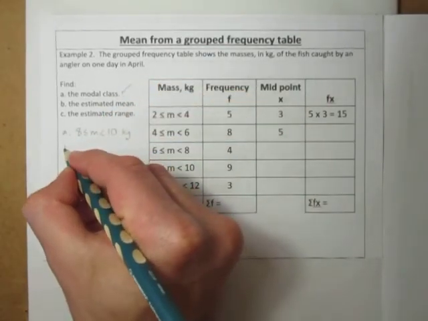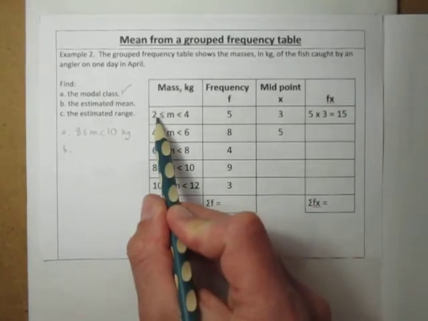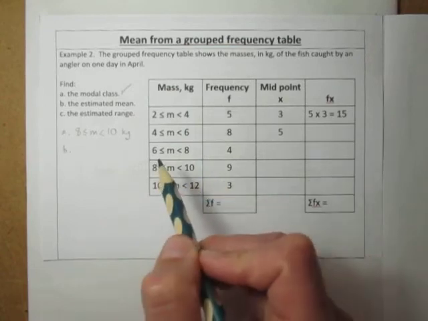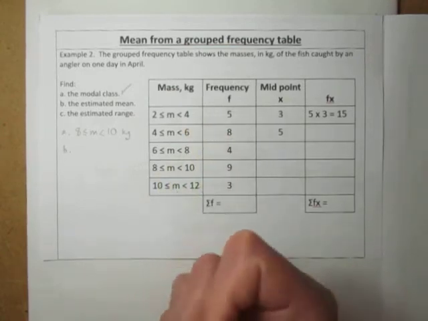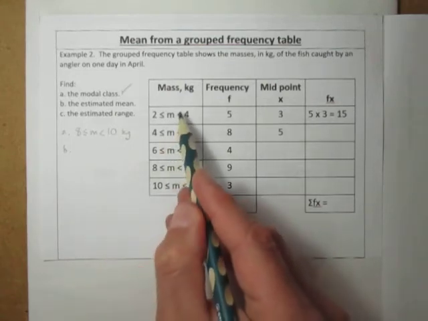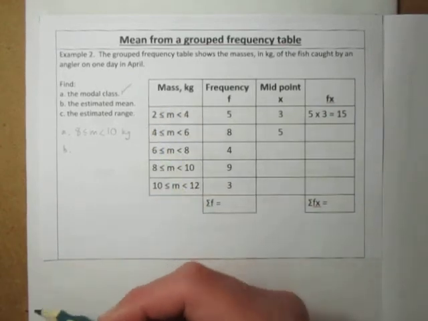Now, the estimated mean causes us a little bit more of a problem because we don't have a single value for the mass of each of the fish, we have a class interval. And this is why it's going to be estimated as opposed to the exact mean. So if we've got a class interval that runs from 2 to 4, well, the fish in there, we could have 5 fish that are all 2 kilograms, or we could have 5 fish that are all 4 kilograms. We don't know. So what we're going to do is we're going to take the midpoint of that class interval to represent all the fish, and we're simply going to multiply that by the number of fish.